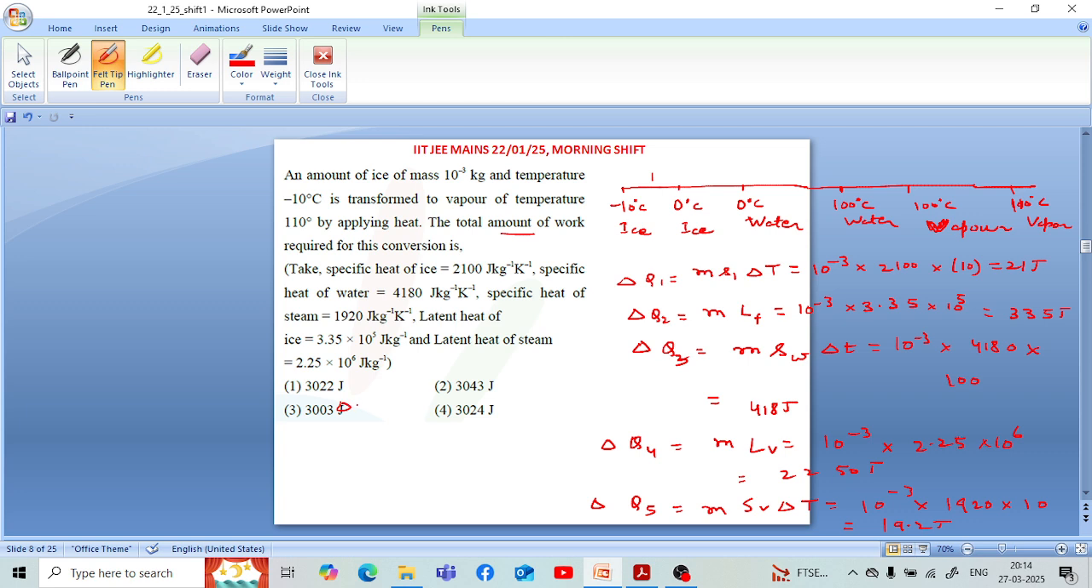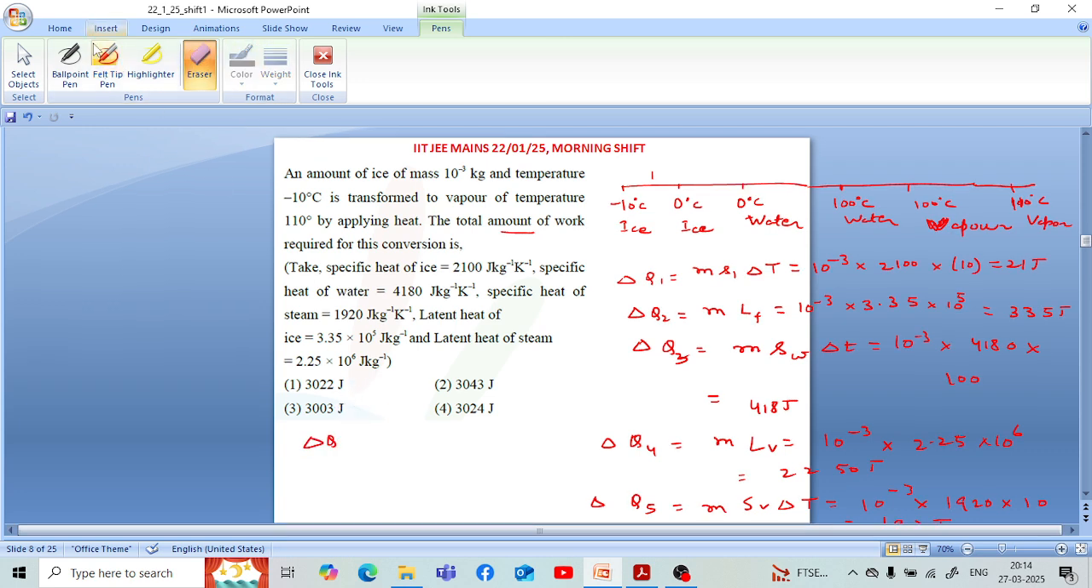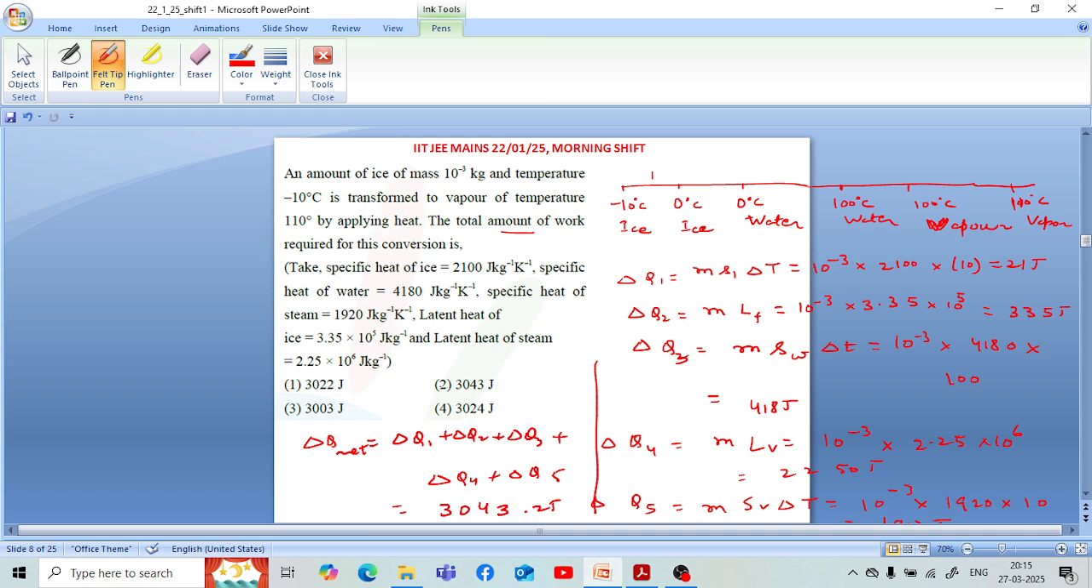So the total or the net heat provided in the process is the sum of all these heats. So delta Q net is basically the sum of all the heats: delta Q1 plus delta Q2 plus delta Q3 plus delta Q4 plus delta Q5. Putting all the values here, we get the result as nearly equal to 3043.2 joules, which is nearly equal to 3043 joules. So we can say that option 2 is correct here.